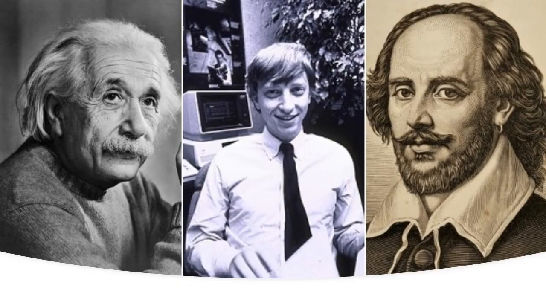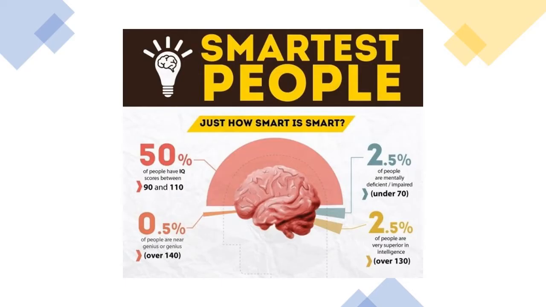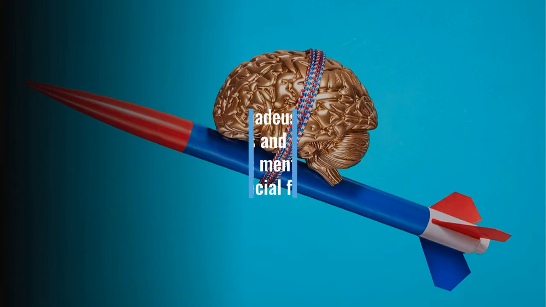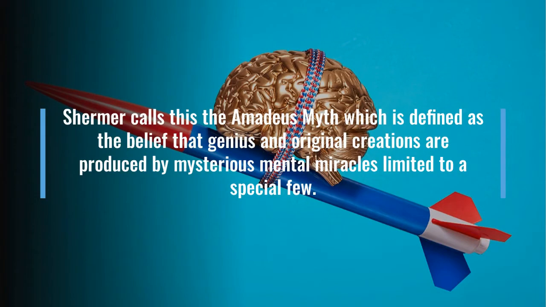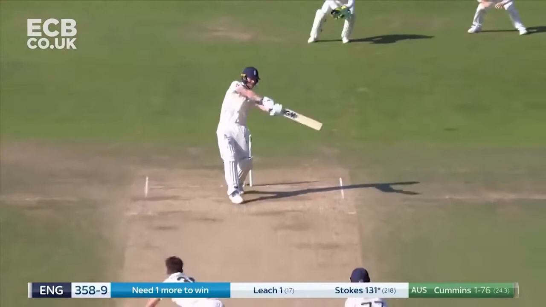Many people seem to hold an implicit theory that talented individuals are qualitatively different than the rest of the population, appearing to make extraordinary achievements without the hard work and effort required by others. Skirmy calls this the Amadeus myth, which is defined as the belief that geniuses and original creations are produced by mysterious mental miracles limited to a special few. Many strive to attain excellence in sport.